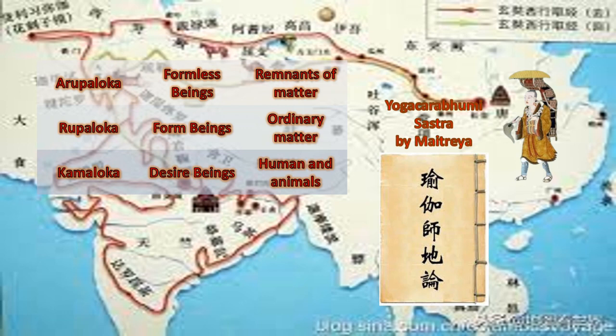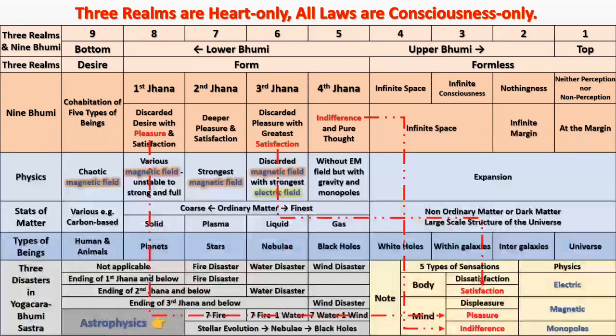This is the concept of 3 realms. Xuanzang summarized Yogacara Buddhism with the phrase, the 3 realms are heart only, all laws are consciousness only. This means all the beings in the 3 realms share the same architecture of the heart, which is the 8th consciousness. And the fundamental law of the universe is consciousness, or all the laws in the universe are known only through our consciousness in understanding them. The question is, where are the form beings and formless beings?